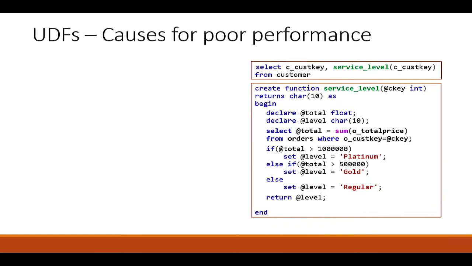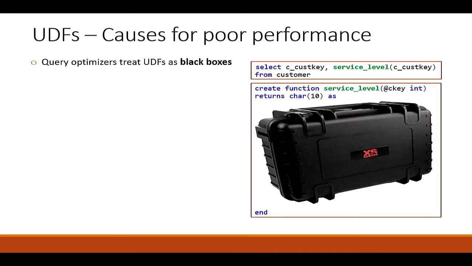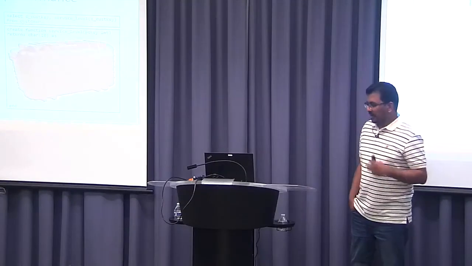So okay, with that story background, now let's move on to a little bit of detail about why UDFs end up being so slow in databases today. The main reason why UDFs are slow is that query optimizers don't know about UDFs. They treat UDFs as a black box during query optimization.